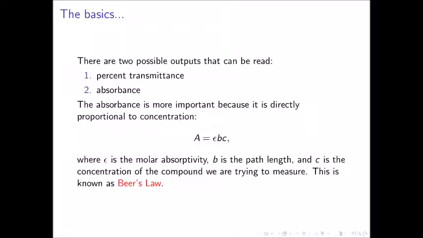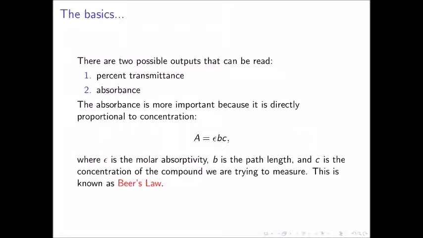As chemists, we tend to work with the absorbance because the absorbance is directly proportional to the concentration. We see that A is equal to epsilon times b times c, where the Greek letter epsilon is called the molar absorptivity, b is called the path length, and c is the concentration of the compound that we are trying to measure. This equation is known as Beer's law.